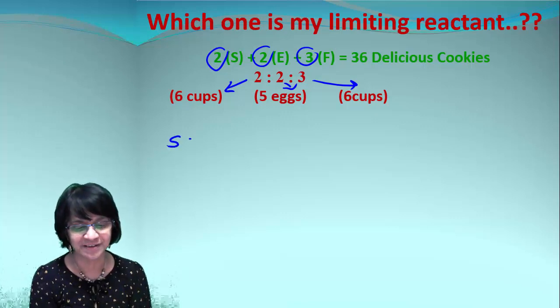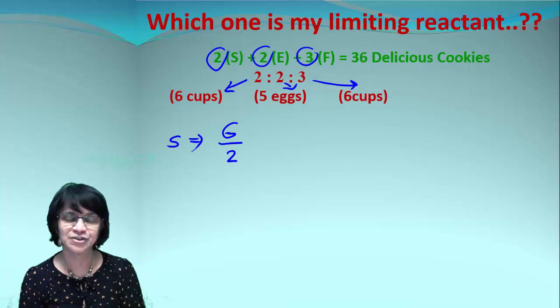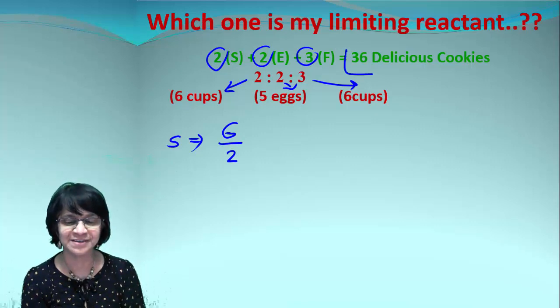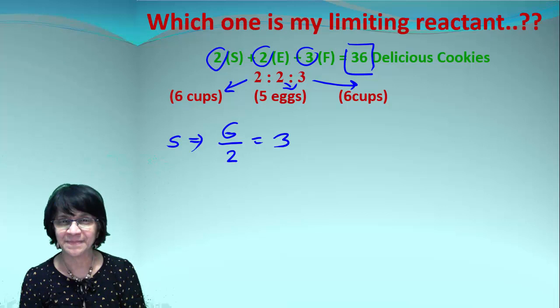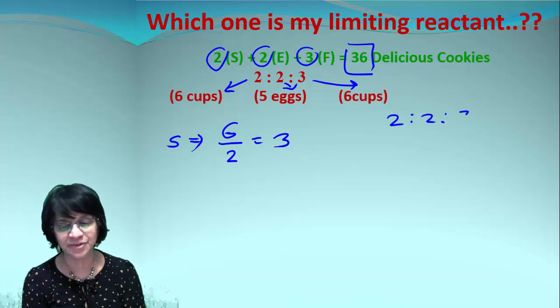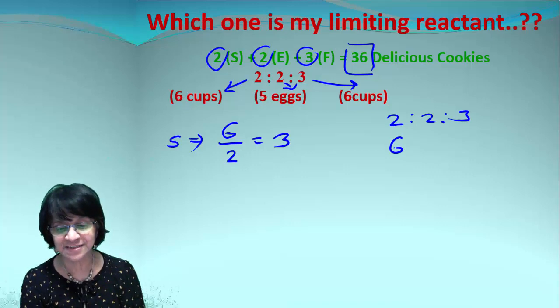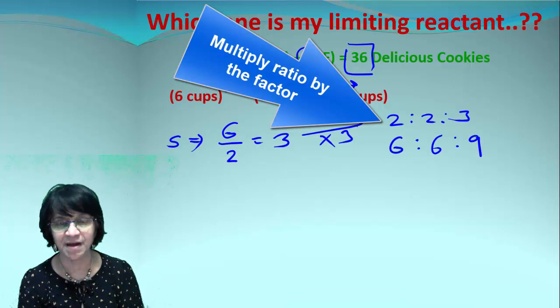So if I take sugar, I have 6 cups of sugar with me, and I need 2 cups of sugar to make my equation work and give me 36 cookies. So in that case, I get the ratio as 3. If you get this factor 3, you can make your ratio. Your ratio is 2 to 2 to 3. Now you're going to go to 6. You're going to multiply everything here times 3. So this will be 6, 3 times 2 will be 6, and 3 times 3 will be 9.